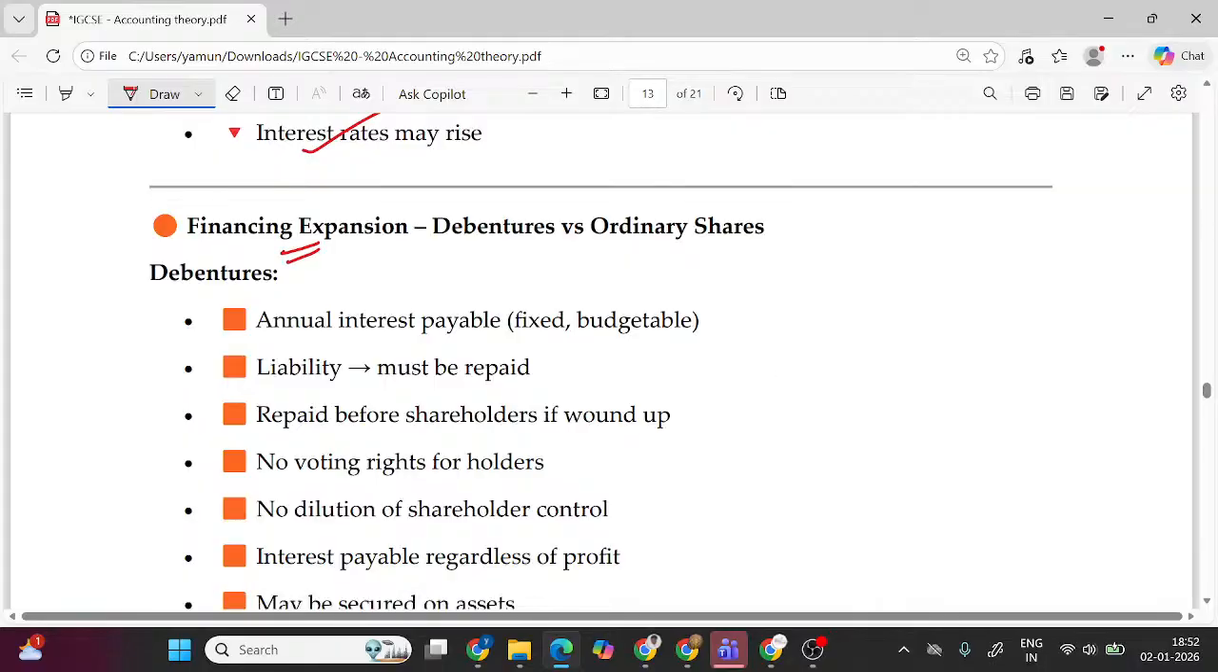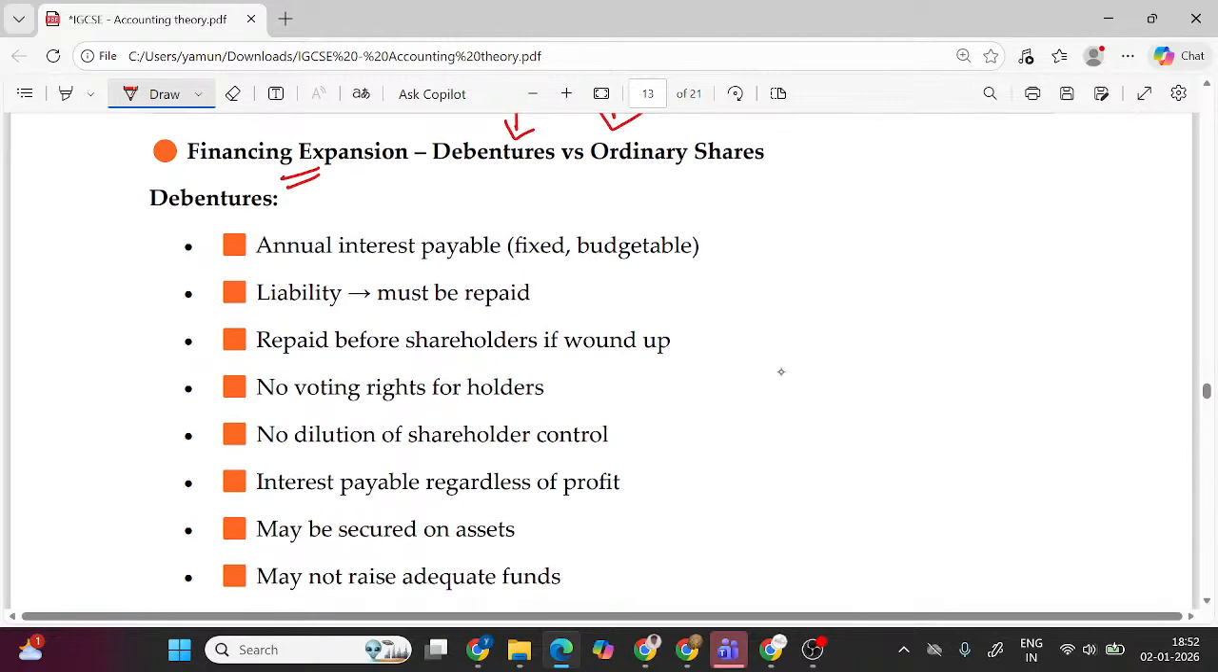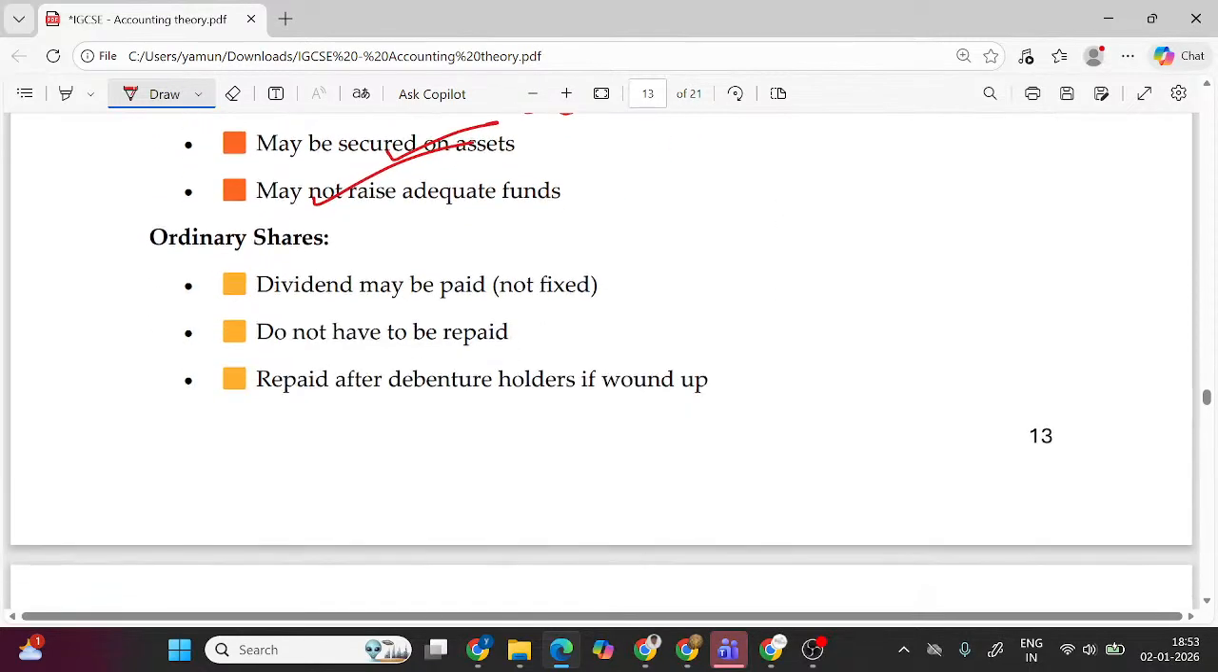Financing expansion: whether you go for an issue of debentures or an issue of ordinary shares. When you talk about debentures, annual interest is payable, fixed or predictable. Liability must be repaid before the shareholders if it's winding up. No voting rights for holders, no dilution of shareholder control, interest payable regardless of profit, and it may be secured on assets, and may not raise adequate funds.